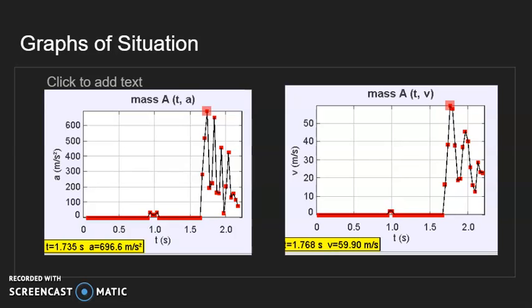So I modeled this free kick in Tracker, and I found that the acceleration peaked at the frame after the ball was struck at the player's foot, and it peaked at 696.6 meters per second squared, while the velocity peaked one frame later at 59.9 meters per second. There's a general negative trend for acceleration and velocity, but there are strange peaks throughout both graphs.